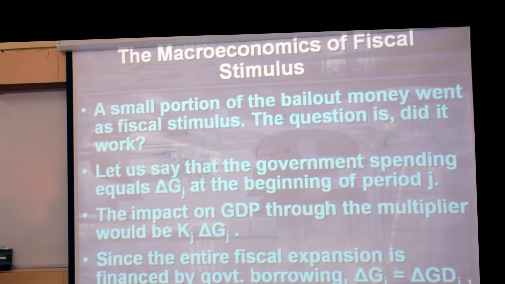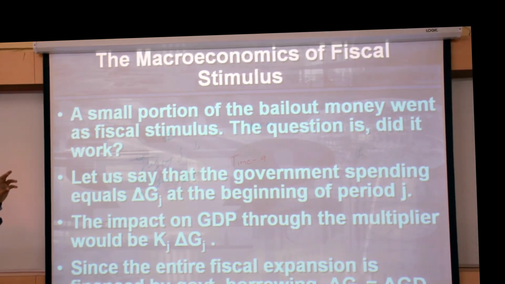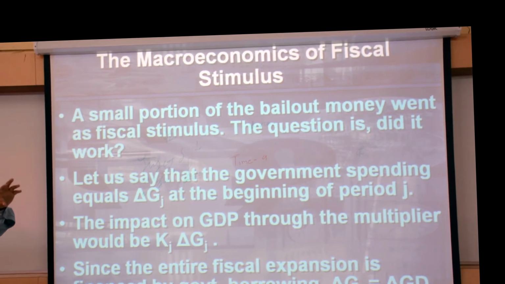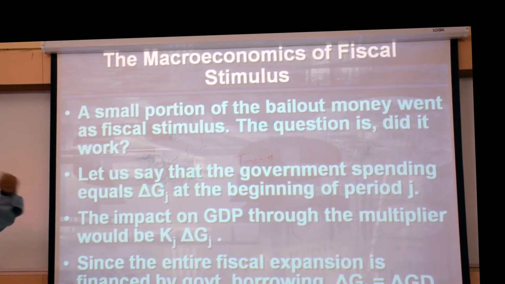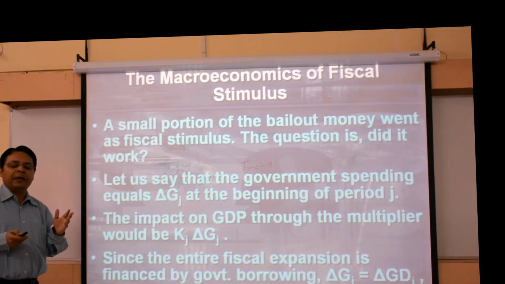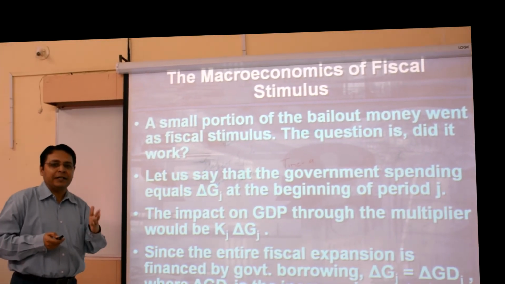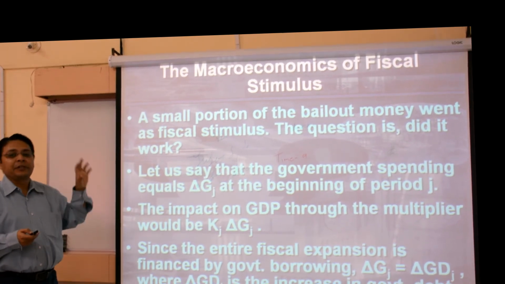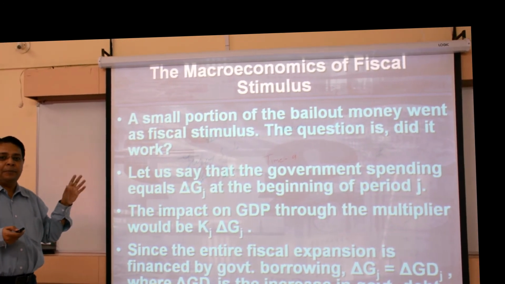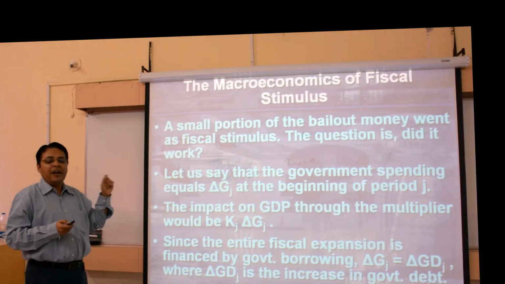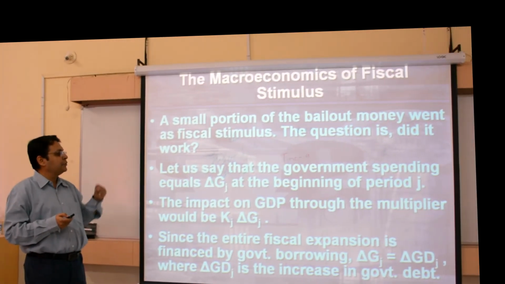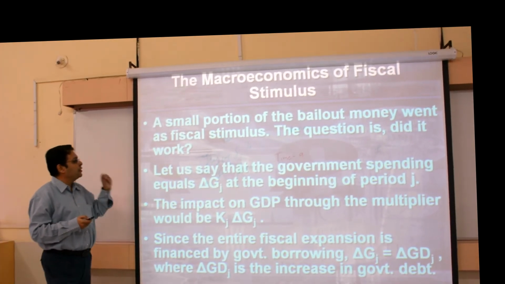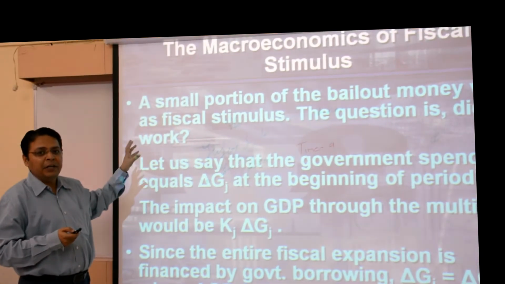Now coming to the macroeconomics of fiscal stimulus, a large part of the money that went in after the crisis to bail out Greece was spent in giving all the loans back or servicing the debt. A small portion of the bailout money went as fiscal stimulus. Now this was bizarre, because only a very, very small portion went as fiscal stimulus. However, we still ask the question whether that small fiscal stimulus did it work in the case of Greece or not.